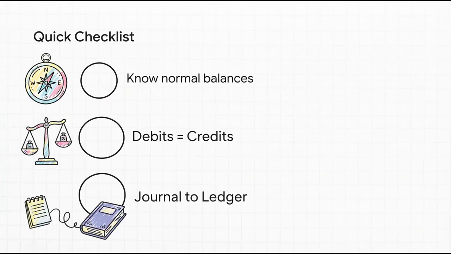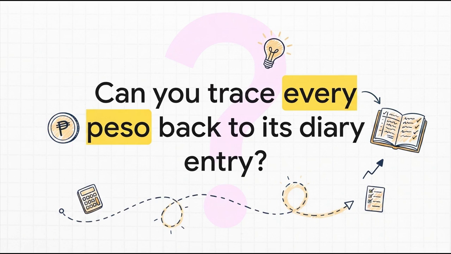To make sure your transactions always flow this smoothly, keep this super quick checklist in your back pocket. Number 1, always know your normal balances, those crucial home sides. Number 2, fiercely enforce the rule that every single entry's debits absolutely must equal its credits. And number 3, never ever skip a step. Always follow the natural chronological flow from the journal diary directly into the ledger filing cabinet. If you apply this exact flow, I promise you will never lose track of a transaction again.